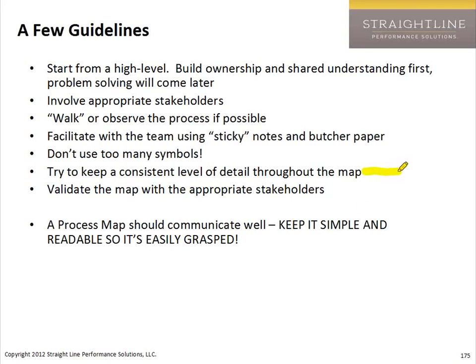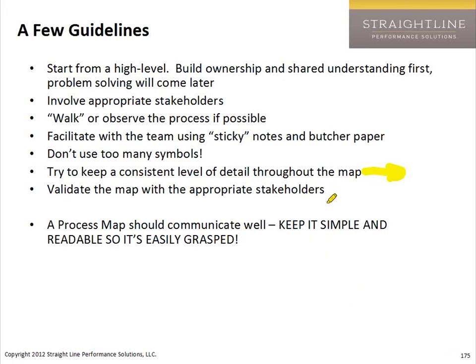Try and keep a consistent level of detail throughout the map. So, for example, if you are process mapping how something is ordered at McDonald's, you wouldn't have one step for cooking the food and then 10 or 15 steps on giving the food to a customer. Try and keep it at the same level on one process map. If you need more detail on one area, do a drill down.